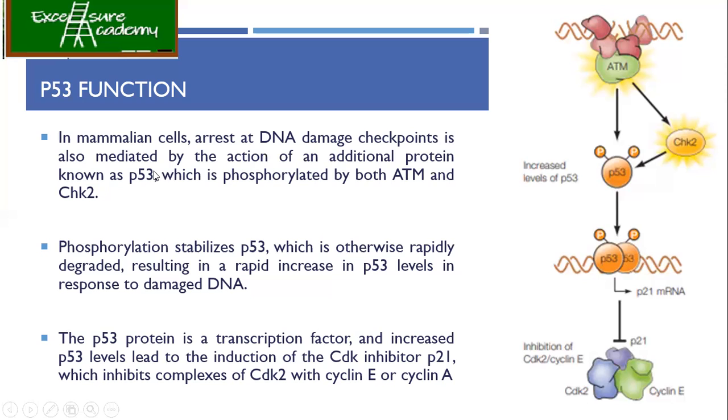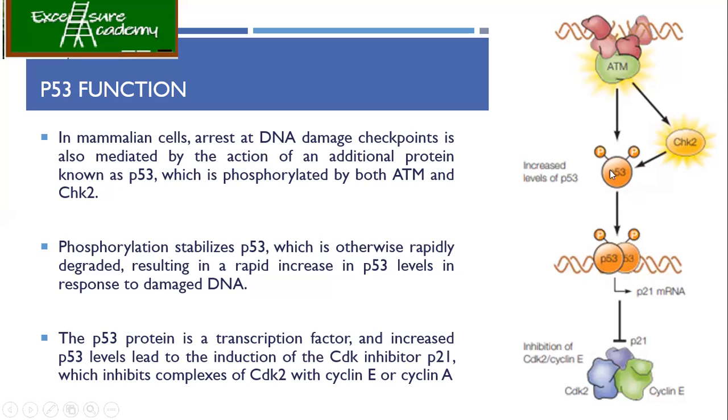So in mammalian cells, arresting a DNA damage checkpoint is also mediated by the action of P53. Now, P53 gets activated by both ATM and CHK2. Okay, so what is happening now? Phosphorylation stabilizes P53. So this is your active P53, which is otherwise rapidly degraded. If it is not phosphorylated, then it is in the degraded form. So if it is phosphorylated, it means it is active.